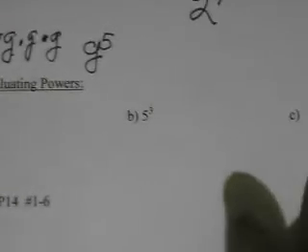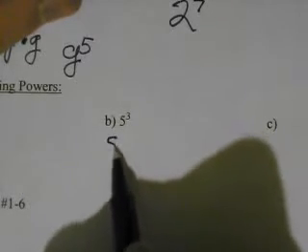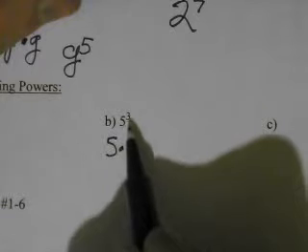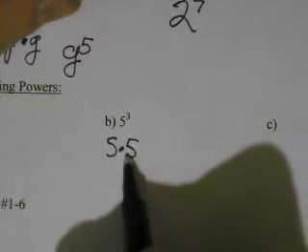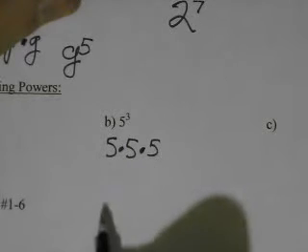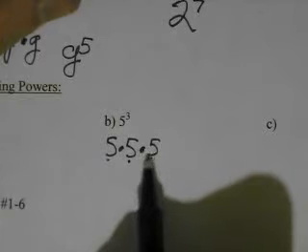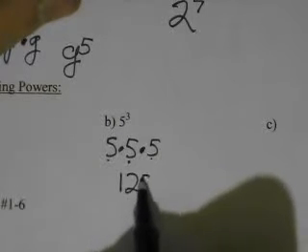Okay. What about 5 to the 3rd? Well, that means there's 5 times itself 3 times. 5 times 5 times 5. If we actually multiply this all out, 5 times 5 is 25, times 5 is 125.